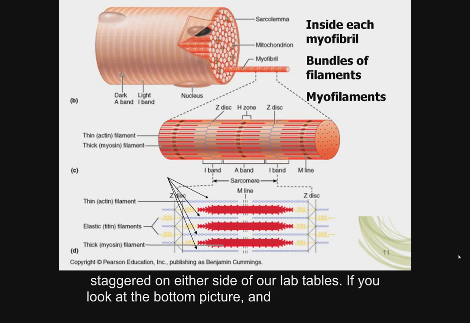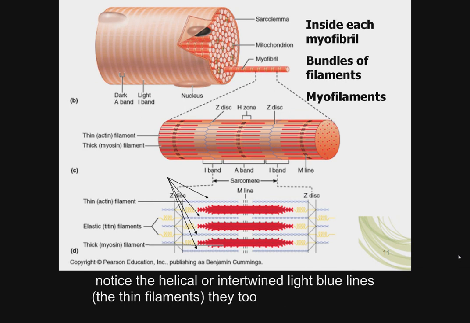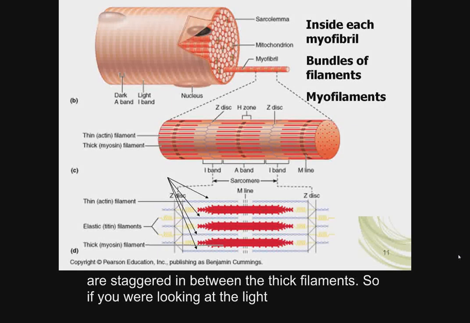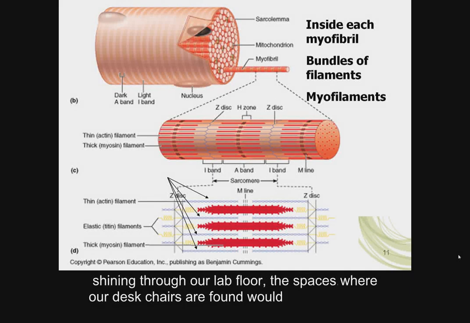Now I want you to think about the individual laboratory chairs that are staggered on either side of our lab tables. If you look at the bottom picture and notice the helical or intertwined light blue lines, the thin filaments, they too are staggered in between the thick filaments.